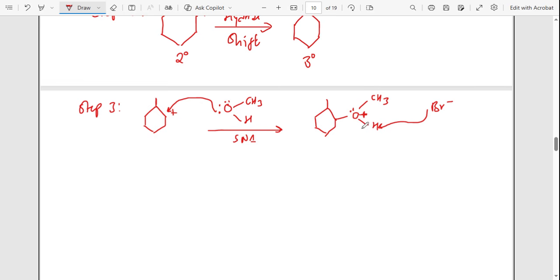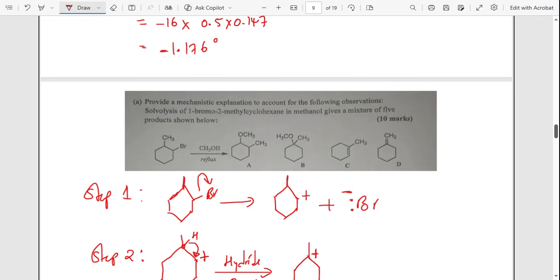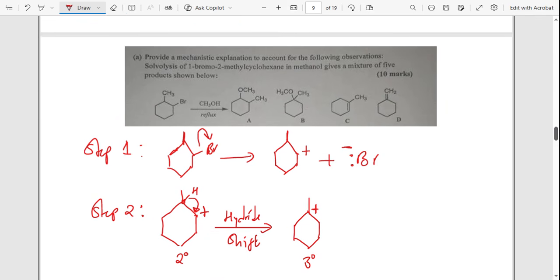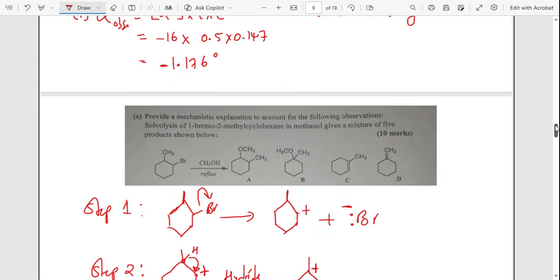It grabs that. This bond breaks. So the product you are going to end up having will be this. So you have got now an oxygen attached to CH3. So this is one product. Of the products that you've been given, that is product number A. So this is A. You can see that's the one.